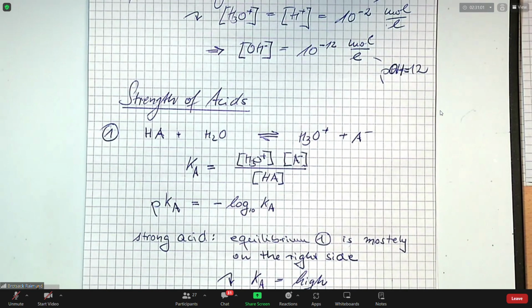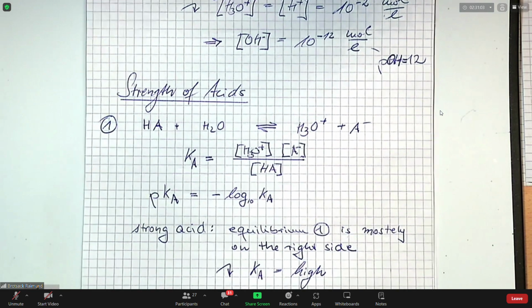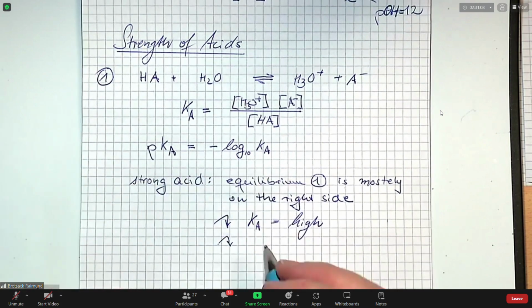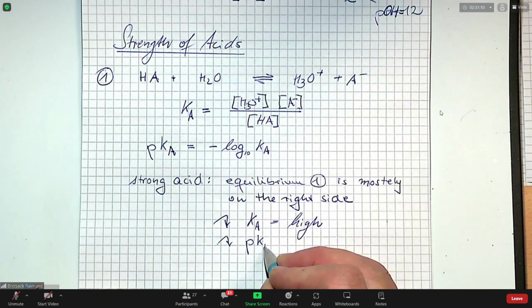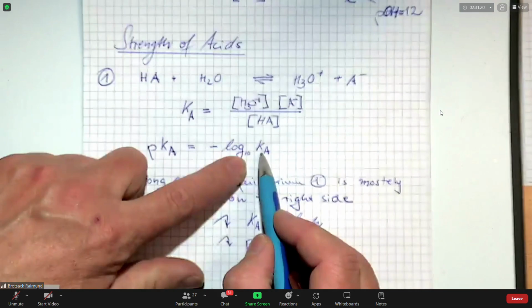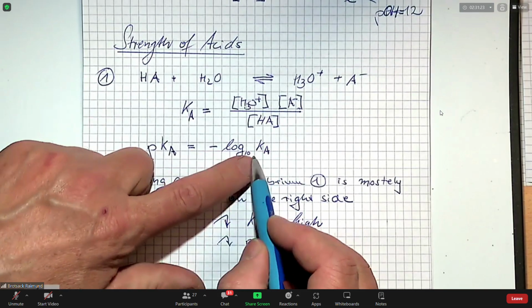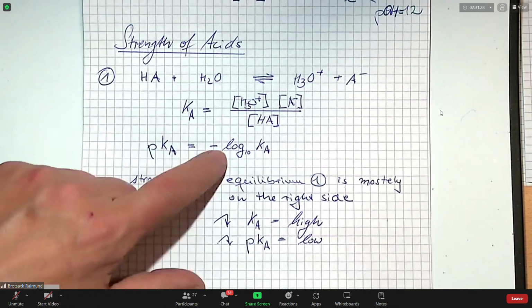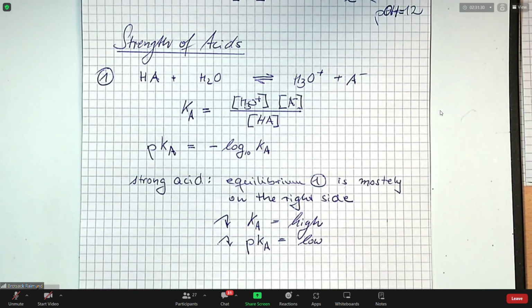But what does it mean for pKa? When you look at the definition, sorry, is it high or low? When the Ka is very big, now we have the negative log of the K. It must be low, because we have the negative log of it. So a low pKa means we have a strong acid.